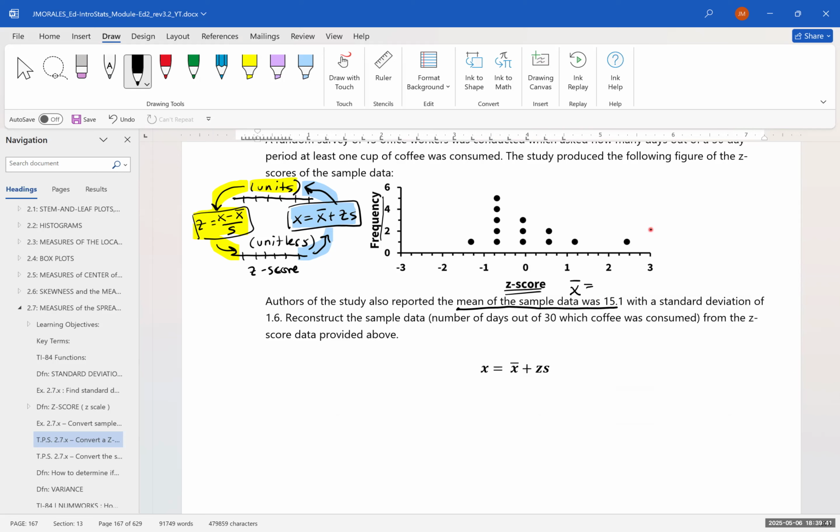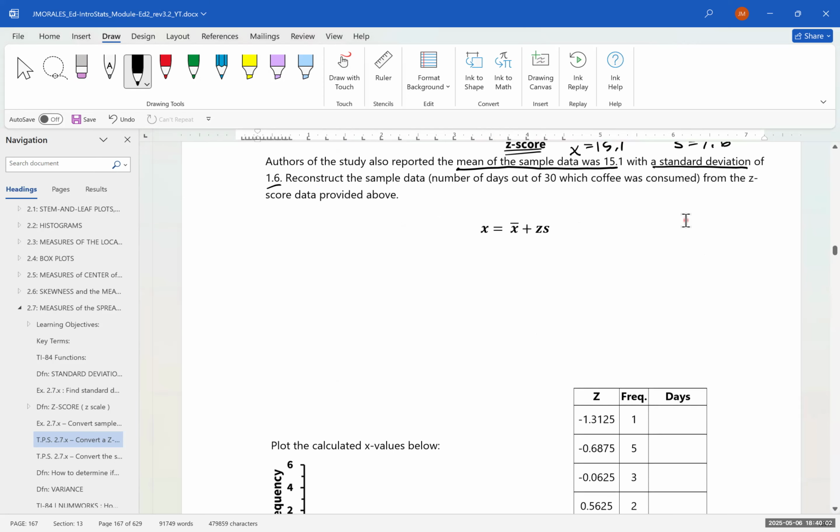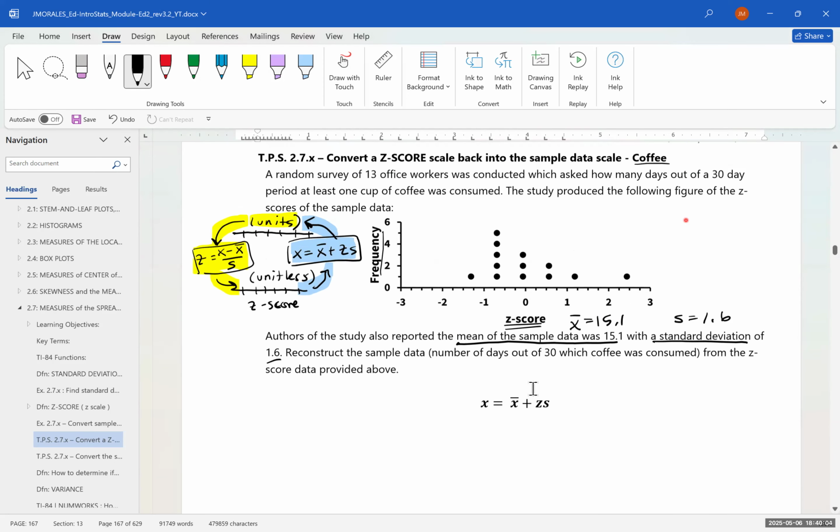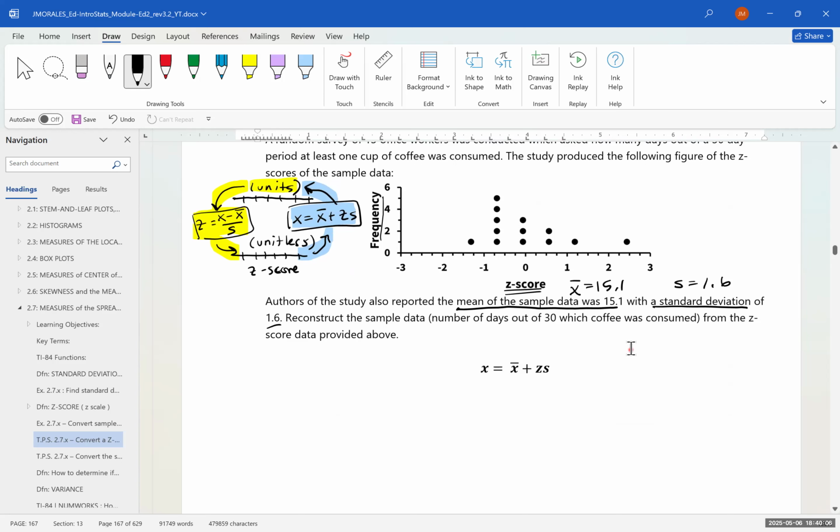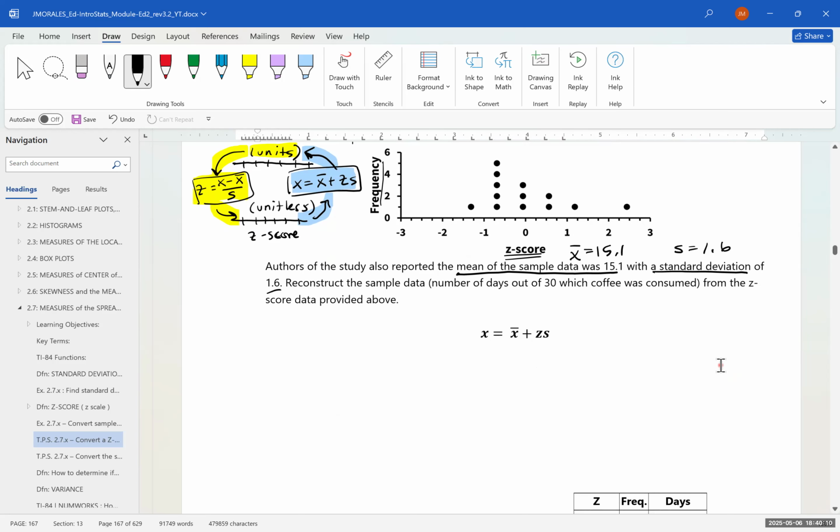So the sample mean was 15.1 and the sample standard deviation is 1.6. Reconstruct the sample data, which is the number of days out of 30 on which coffee was consumed, from the Z-score data provided above. All right, so what you could do is use this equation and do it manually, one at a time.